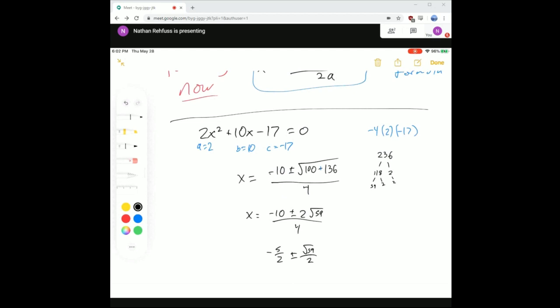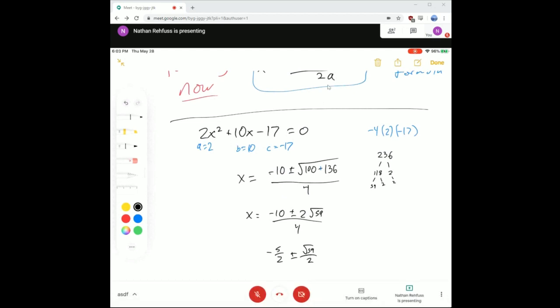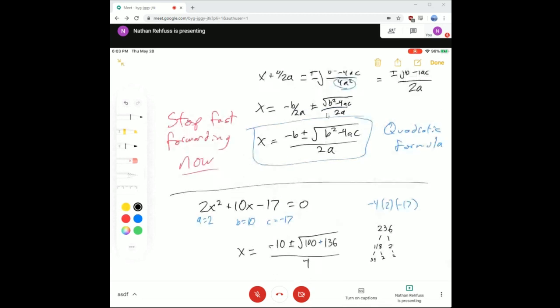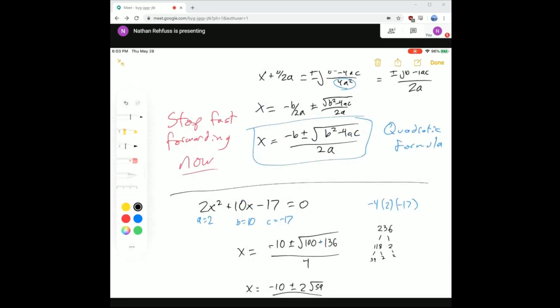By the way, this b squared minus 4ac under the square root, there's something special about it, and I want to do 3 more examples to showcase what's special about it. All right, what's special about it?